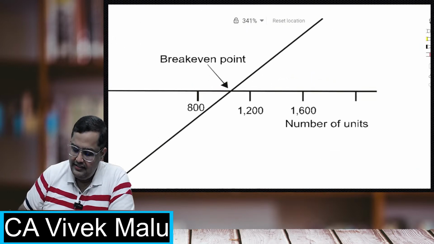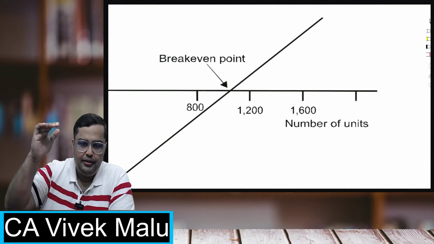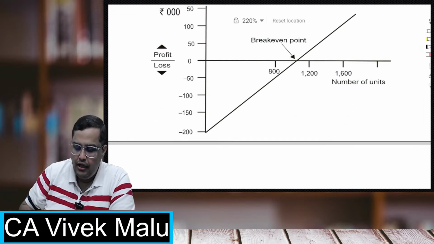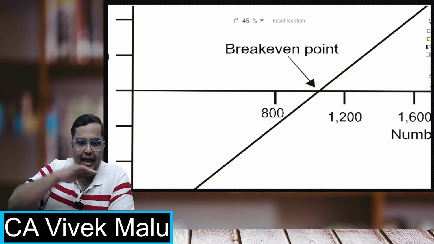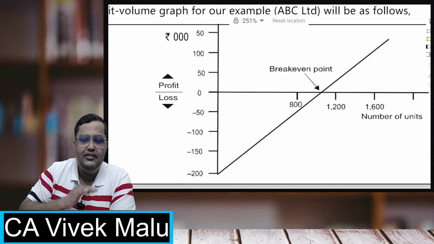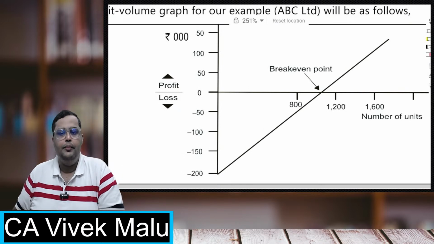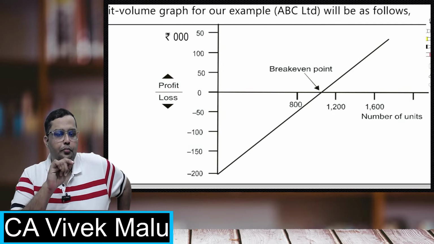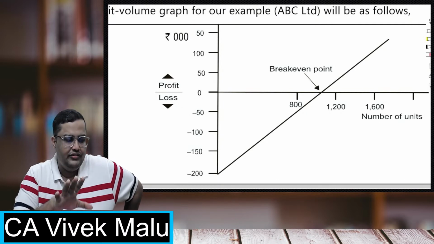Next, calculate the profit at any one level. Suppose for 1600 units, you have calculated the profit above. Now join that point and this negative 200, and wherever it intersects the x-axis, that will give you the break-even point. So calculate the profit first. At zero output, you are already at a loss, so you know the starting point.